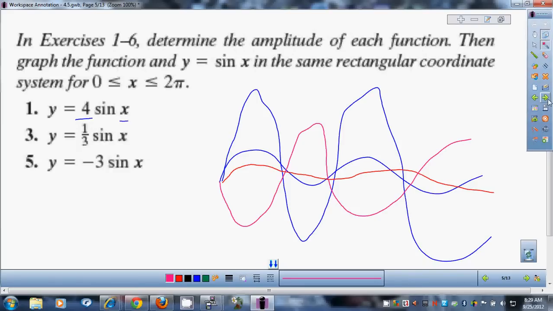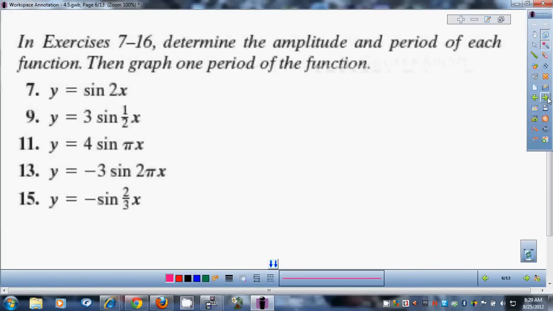All right. Determine the amplitude and then graph the... We've already done the amplitude. Oh, and period. Determine the amplitude and period. We're going to sprint through the amplitudes real quick. 1, 3, 4, 3, 1. Just the numbers in the front.